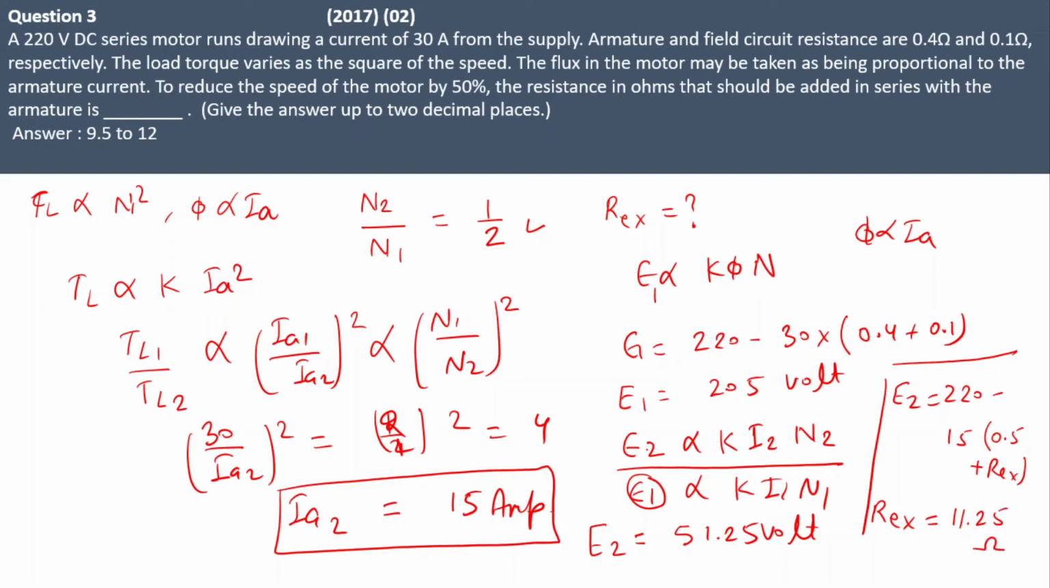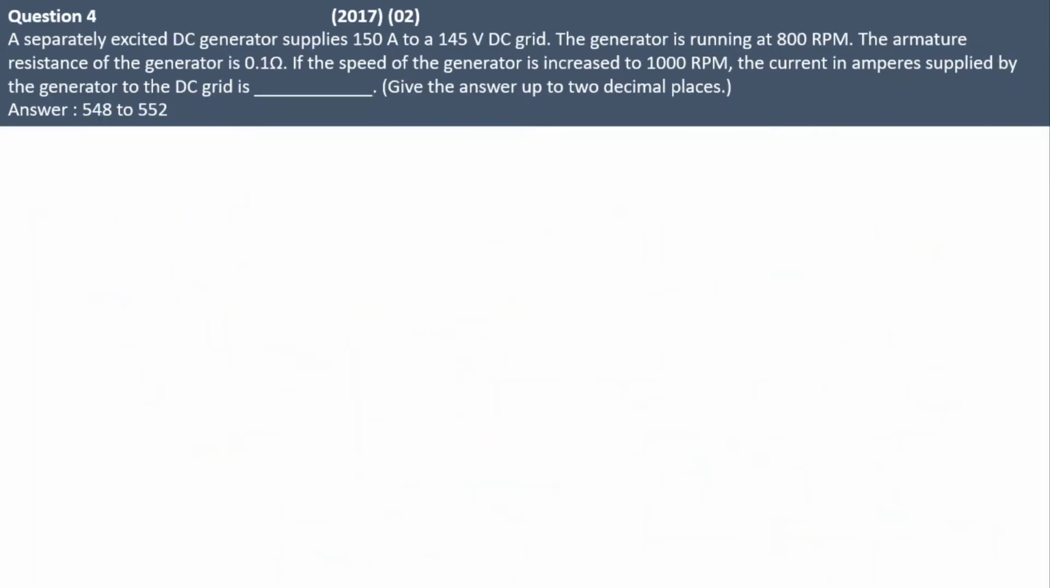Okay, so next, a separately excited DC generator supplies 150 amps to a 145 volt DC grid. This is a separately excited DC generator. The generator is running at 800 rpm. The armature resistance of the generator is 0.1 ohm. The speed of the generator is increased to 1000 rpm. The current in ampere supplied by the generator to the DC grid is? Okay, so try it.